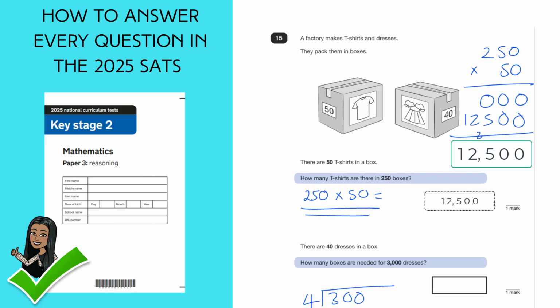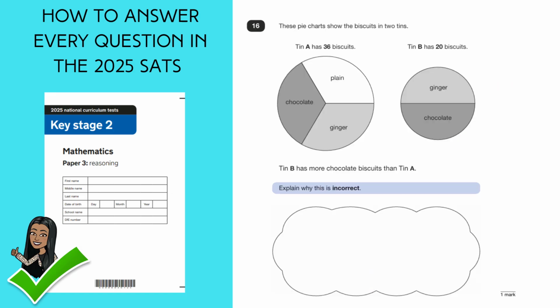So I know 4 into 30 is 7 with a remainder of 2, and 4 into 20 is 5. So 75. So if 75 times 4 makes 300, I know that 75 times 40, just to prove, makes 3,000. So there are 75 boxes needed. Just make sure you don't write 40 in here. The answer is 75. Question 16, this is a 1 mark question.